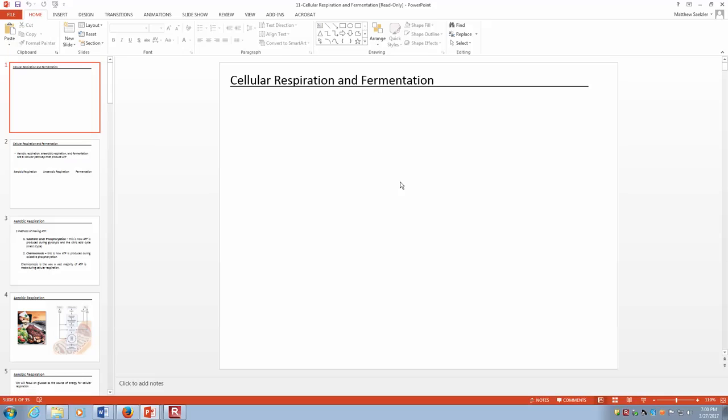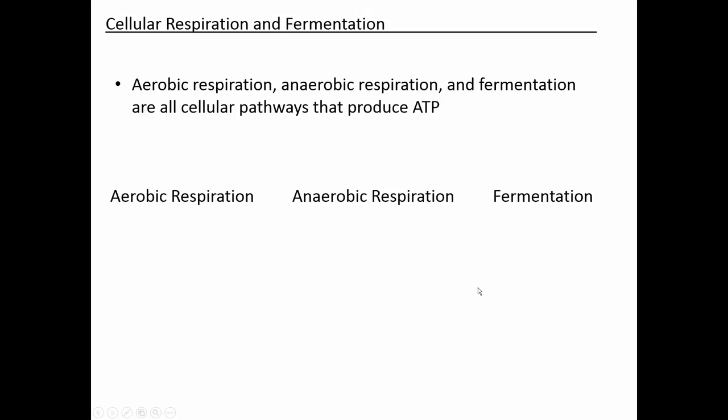And what we're going to talk about today is specifically how cells produce that ATP. We're going to see that both cellular respiration and fermentation are pathways that produce the ATP that the cell can use for those different energy requiring processes. So the first thing that we're going to do, before we get into the details of each of these pathways, is compare and contrast the following things.